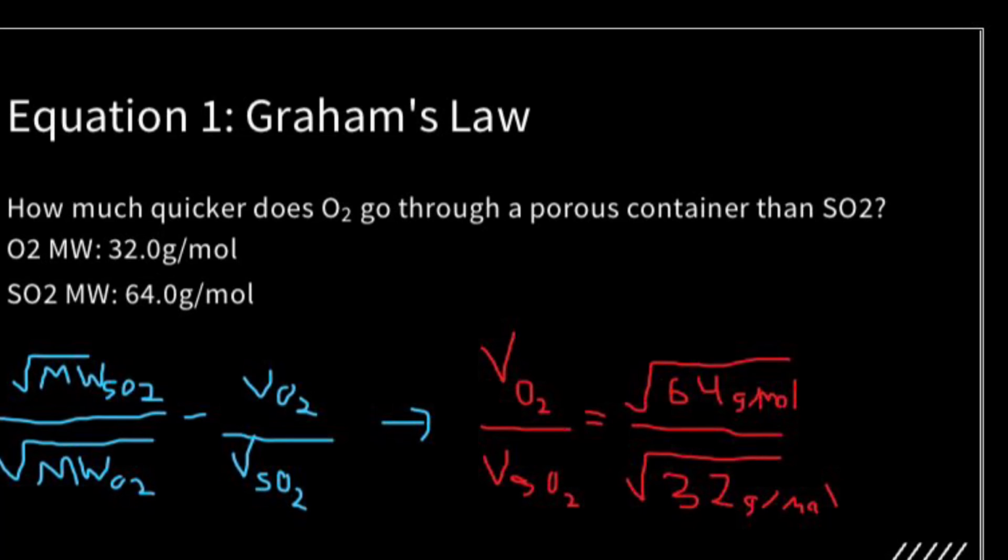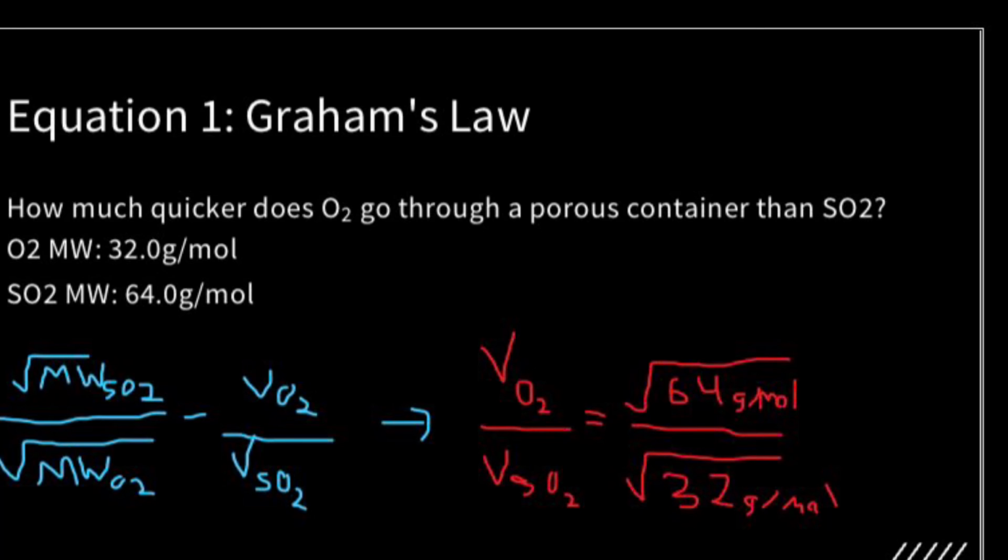Well, we have to get the molecular weight of oxygen and SO2. O2 is 32.0 grams per mole, and SO2 is 64.0 grams per mole. Then we use the equation: the square root of the molecular weight of SO2 over the square root of the molecular weight of O2 equals the rate of O2 over the rate of SO2.